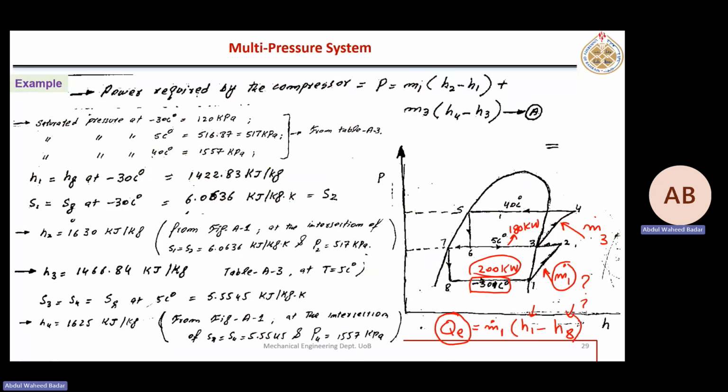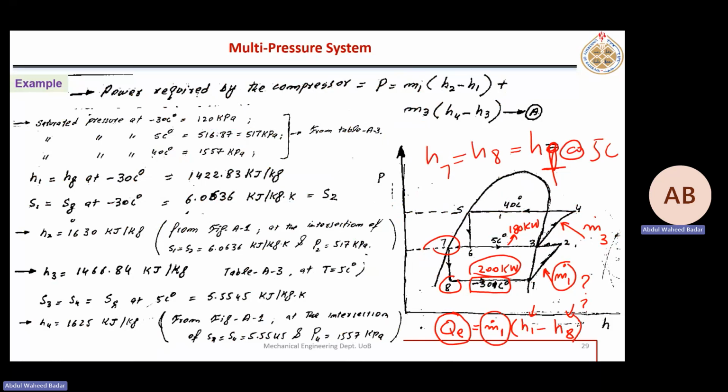So we need H8 now. How to calculate H8? It's so easy. H7 is equal to H8, equal to Hf at 5 degrees Celsius. So now from here I can find out m dot 1.